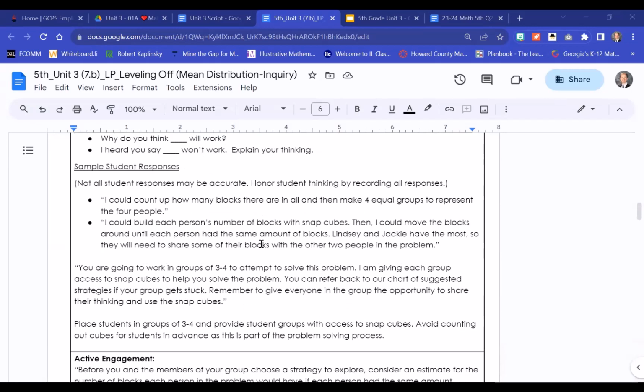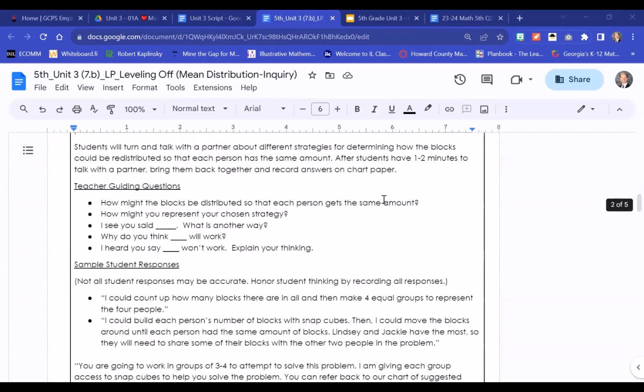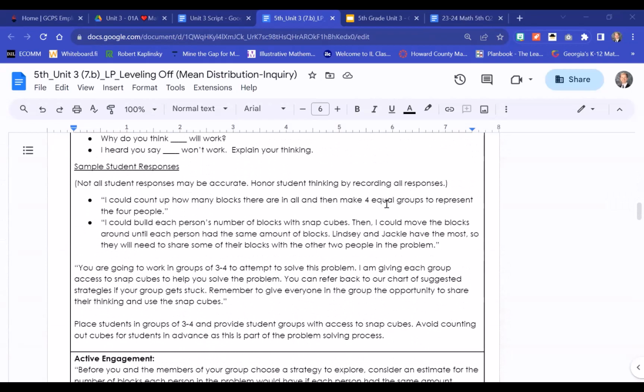So they might think that they could count up how many blocks there are in all and then make 4 equal groups. They could build each person's number of blocks with snap cubes. Then they might move the blocks around. For example, we know that Lindsay has 9 blocks. We might take some of Lindsay's and give them to someone else until we've made 4 even columns of blocks. Any reasonable strategy is acceptable.